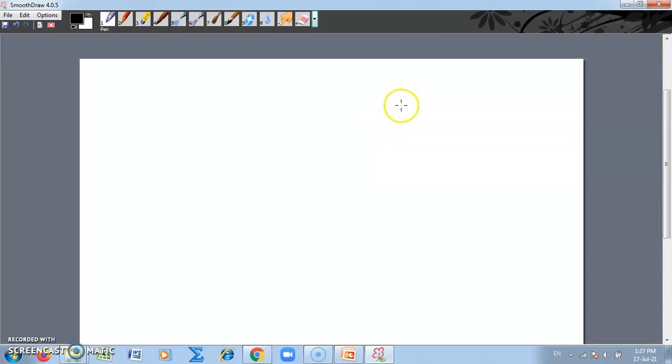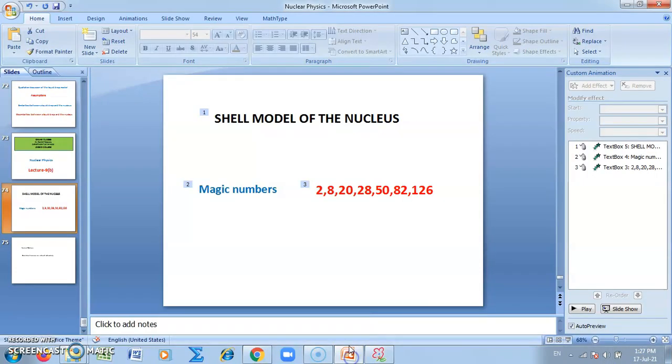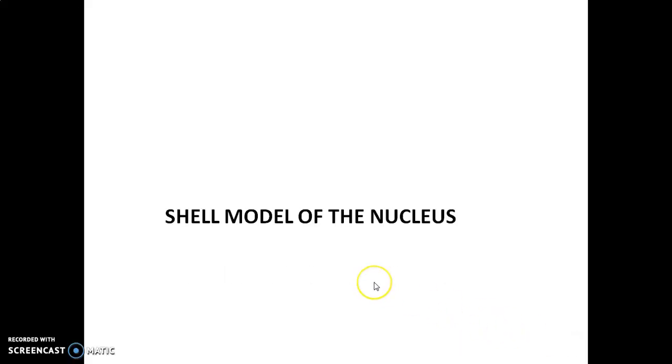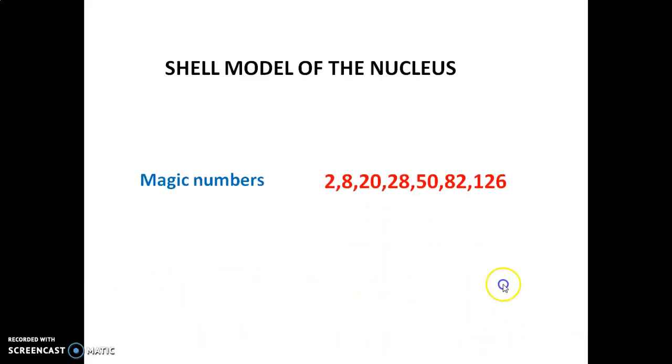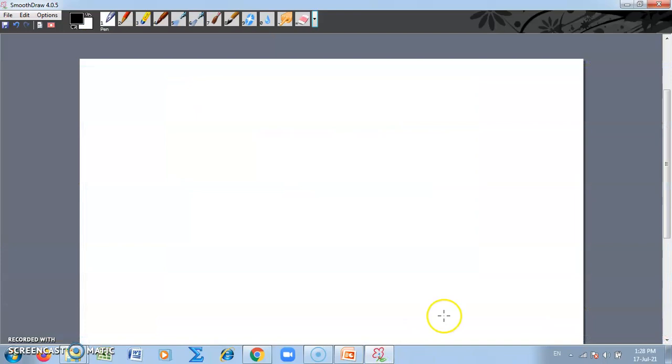Now again, during the time, magic numbers were also discovered, which I had mentioned in the first unit. We had seen that these are certain numbers: 2, 8, 20, 28, 50, 82, 126. Now what are these numbers? These are those numbers for which, if N or Z or both N and Z take these numbers, they are found to be very stable. That means very stable and their binding energies are very big.